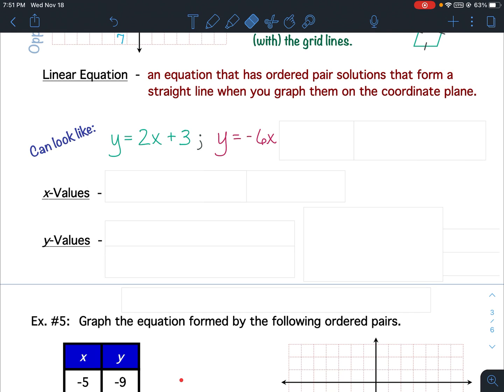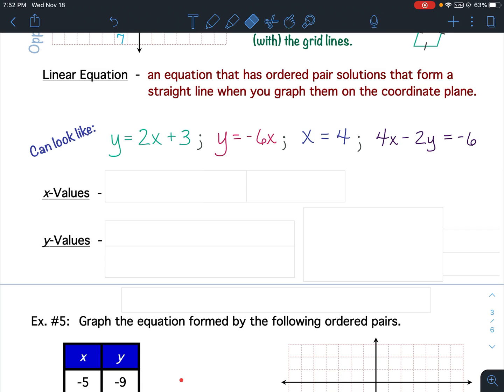It could be y equals negative 6x, which means there's no constant added or subtracted on the end. It could have just one variable, like x equals 4. Or it could look like 4x minus 2y equals negative 6. That's the standard form of an equation. But all of these are linear equations.